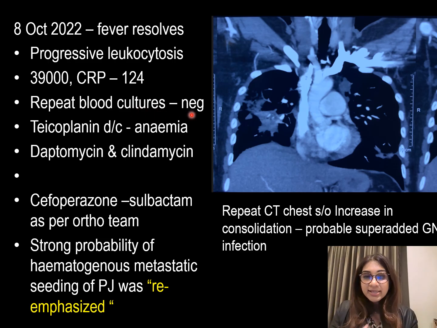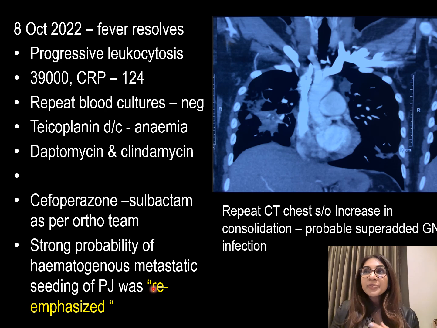Over the next 6 days or so, the teicoplanin resulted in anemia, hence it was discontinued and the patient was switched to daptomycin and clindamycin. However, at this point also, as there was persistent leukocytosis, the ortho team insisted that we must add a gram-negative coverage, and that's why cefoperazone sulbactam was added. Even on this, when the WBC count was not improving, we insisted that there is a strong probability of hematogenous seeding of the prosthetic joint.